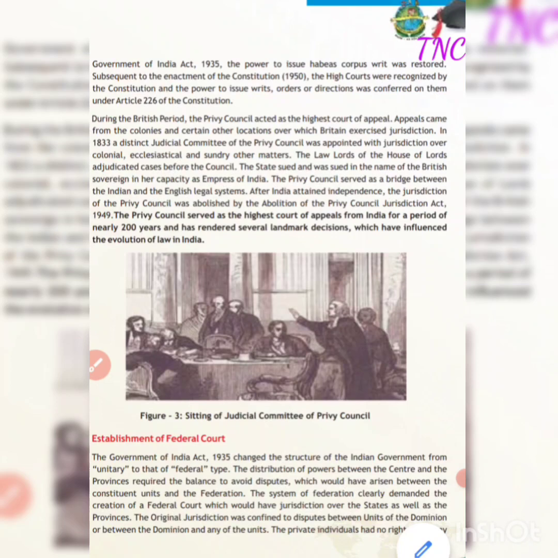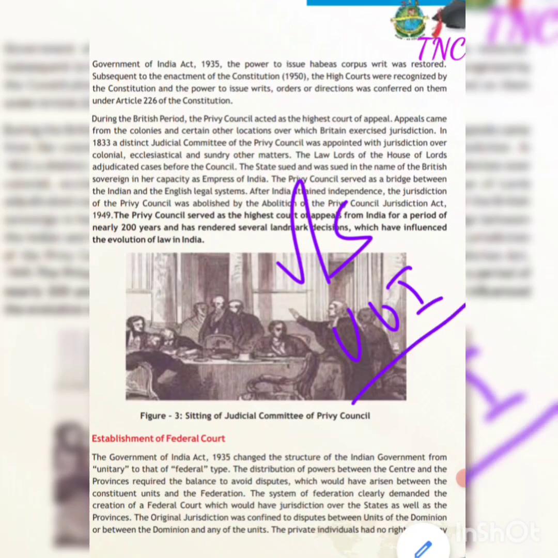The state sued and was sued in the name of the British sovereign in her capacity as Empress of India. That means a case was filed against the state also, against the government also. And what was written, like if you know, in today's era, there are cases where it is written versus State of MP, State of UP, State of Haryana. So against the whole state government, cases can be filed in today's date. And it is also sometimes written versus Union of India, UOI. That means against the Union government or the Indian government directly, cases can be filed.